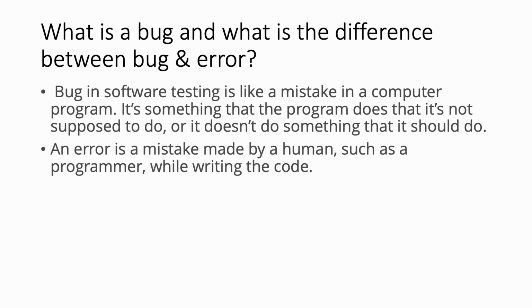An error. What is an error? An error is a mistake made by a human, such as a programmer, while writing the code. Suppose I can give one example. 1 plus 1 is 2, but the programmer has written 1 plus 1 is 3, and the expectation is to get the answer as 2. So in that case, the developer will get an error, right? So that is called the human error. That is not done by the computer program. Okay, so in that case, that is an error, and the bug is what the computer program gives us.